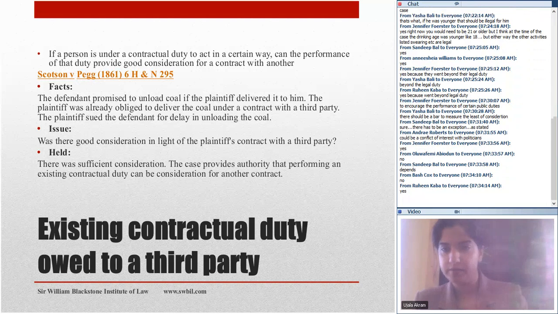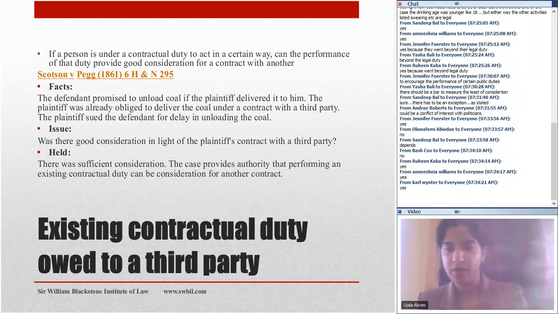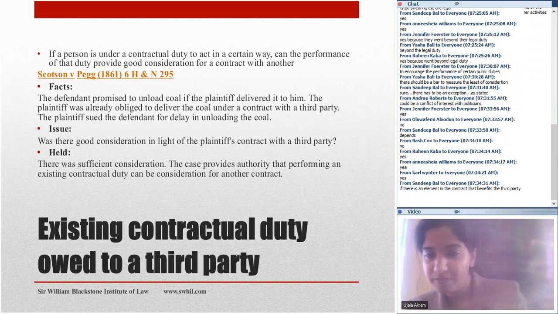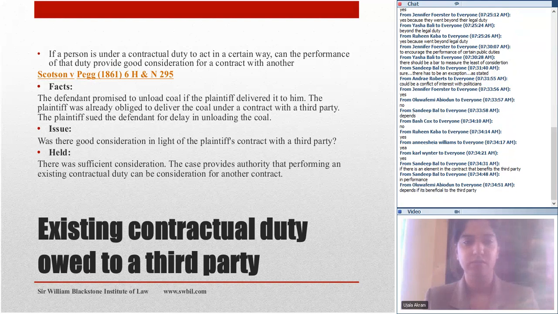Let's see. Okay, Raheen thinks yes. Okay, Sandeep, you are answering like a lawyer. Sandeep is saying depends. All those who are saying yes, okay, so Sandeep is saying that if there is an element in the contract that benefits the third party, then yes. Okay, so all those who are saying yes, why do you think so? Okay, so Femi is also saying depends if it is beneficial to third party. Right. So, okay, let's look at the facts of this case.